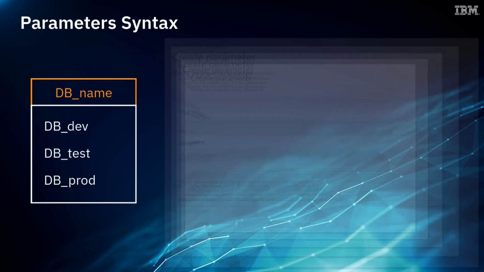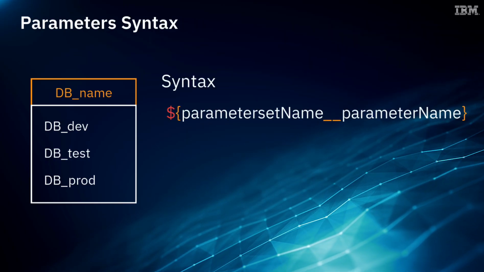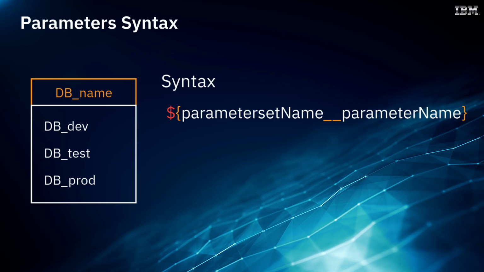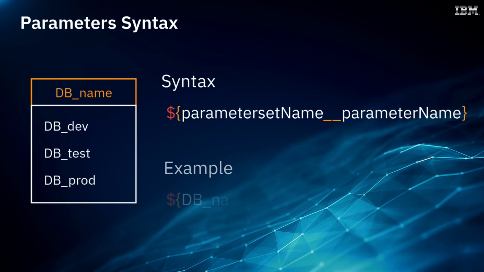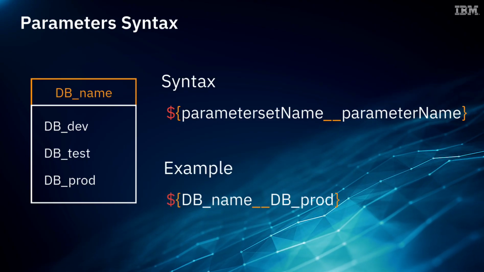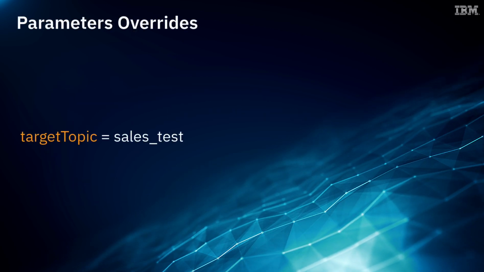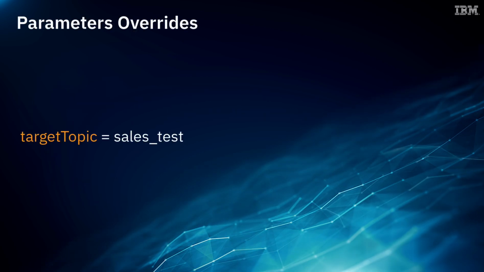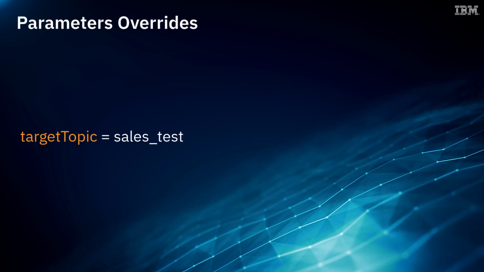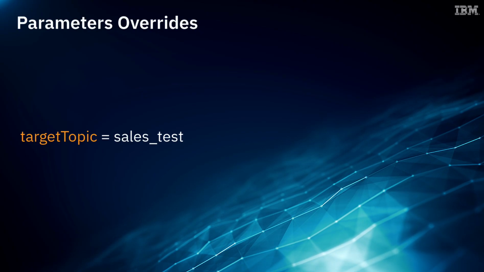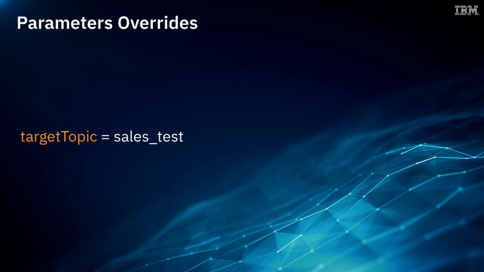Once created, you can use a parameter with the following syntax: $, opening curly brace, parameter set name, double underscore, parameter name, and closing curly brace. When the data flow runs, data integration replaces the parameter expression with the assigned value. A parameter can have a default value defined during data flow design. However, that value can be overridden when the data flow is run. This allows different jobs or environments to use different values while sharing the same data flow definition.